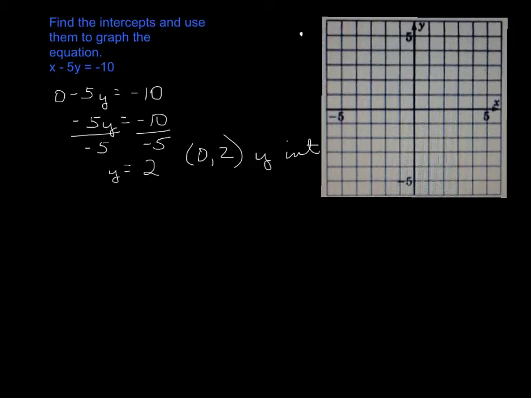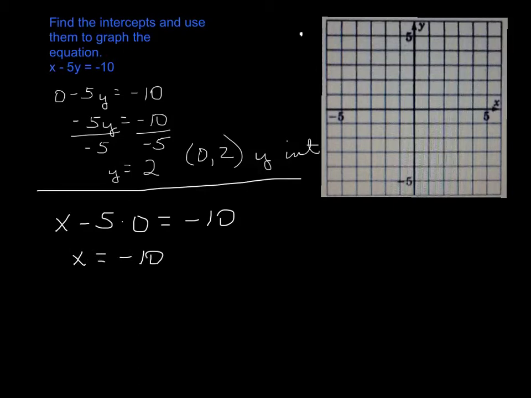Now we go back to the original equation up here, and we are going to let y equal 0 this time and solve for x. So we have x minus 5 times 0 equals negative 10, so that means x equals negative 10. So our x-intercept is going to be negative 10, 0, because y is 0. So that's going to be out here somewhere, and when I moved things around I lost my point for the first one. So the y-intercept is here and the x-intercept is out here, and our line is going to look something like that, only straighter.